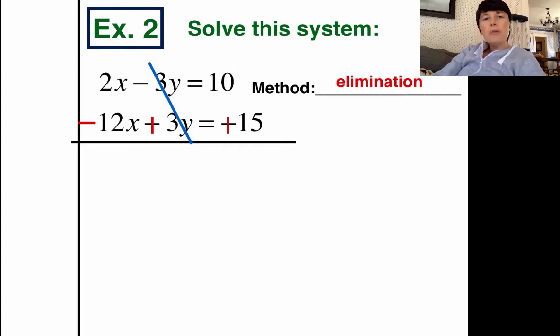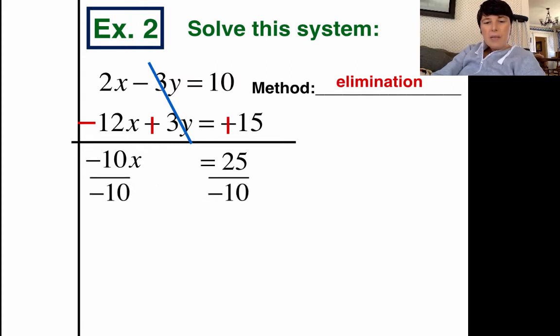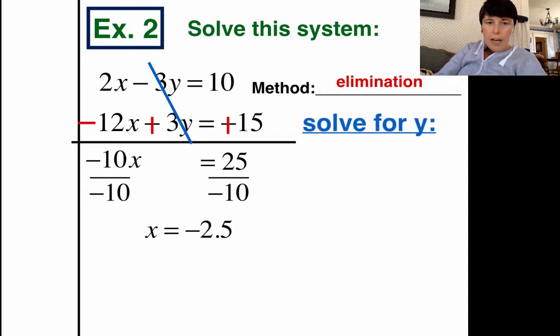2x, take away 12x is a negative 10x, and 10 plus 15 is 25. So all we got to do is divide the negative 10 away. Now 25 divided by negative 10 is going to be a negative 2.5. It's a decimal. So I'm going to write x equals negative 2.5. But I got to solve for y.